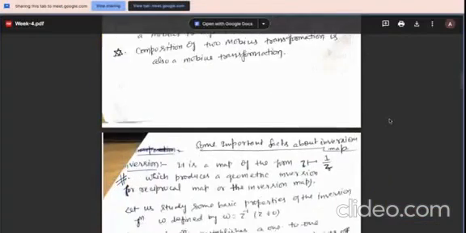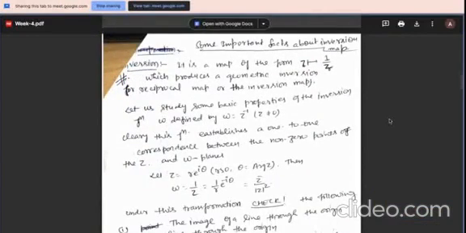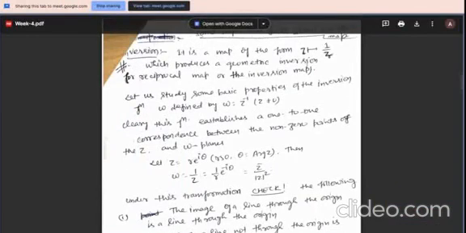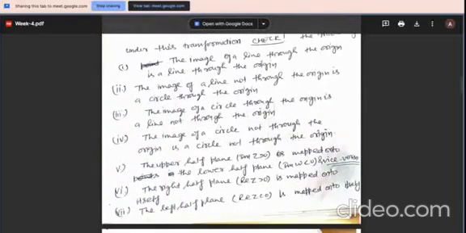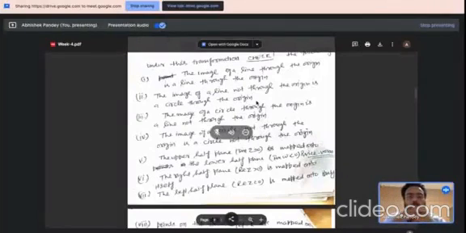Some important facts about the inversion map, which is a map of the form z going to 1 by z. It has some properties. The image of a line through the origin is a line through the origin, and the image of a line not through the origin is a circle through the origin. The image of a circle through the origin is a line not through the origin. The image of a circle not through the origin is a circle not through the origin. It maps the upper half plane to the lower half plane, and the right half plane is mapped to itself, and the left half plane is mapped to itself.